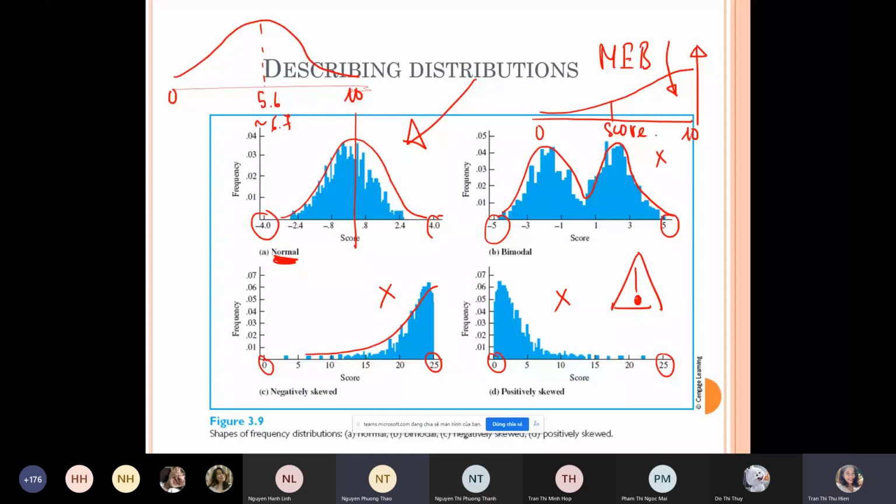But when the population has the normal, bell shape like that, it is normal and it is correct. Okay. Is it clear to you, class? Yes.